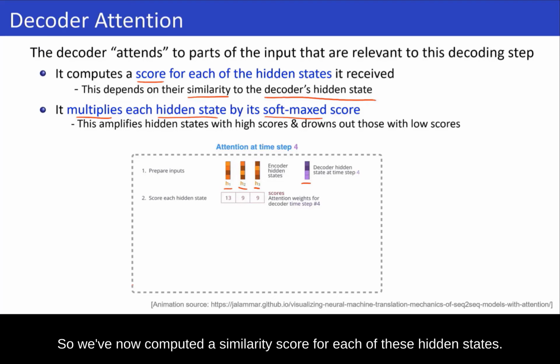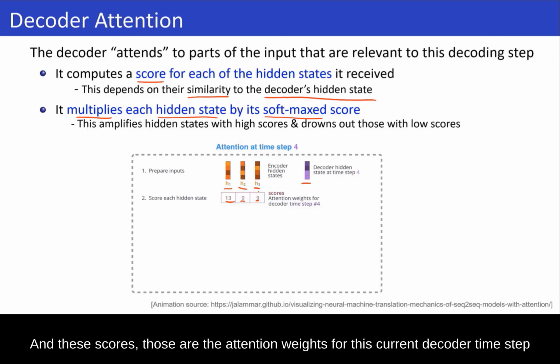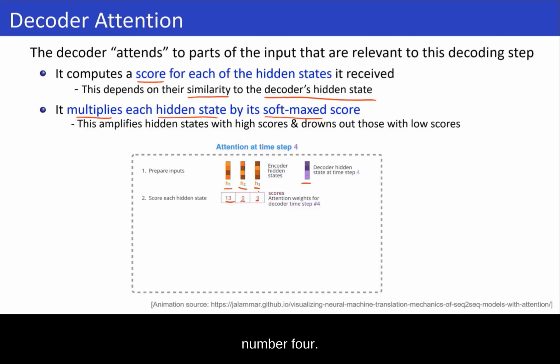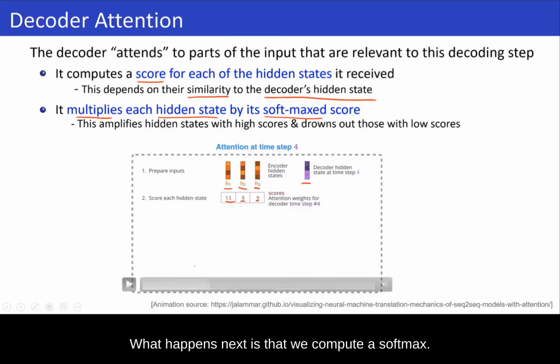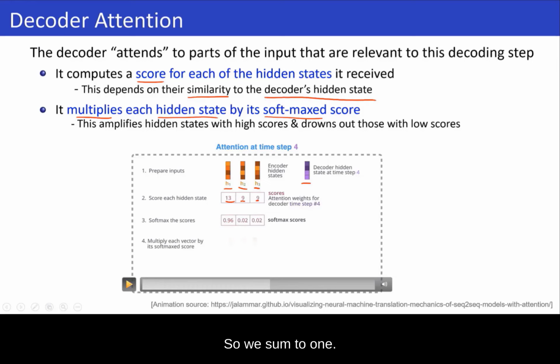So we've now computed a similarity score for each of these hidden states. Here we have 13, 9, and 9. And these scores, those are the attention weights for this current decoder time step number 4. What happens next is that we compute a softmax. So we simply take e to the power of these scores and then normalize, so they sum to 1.